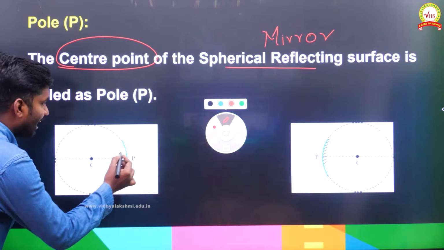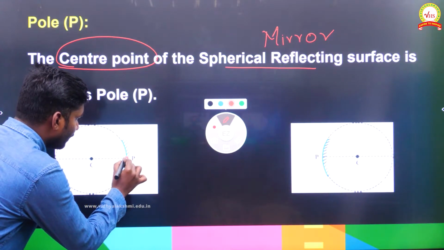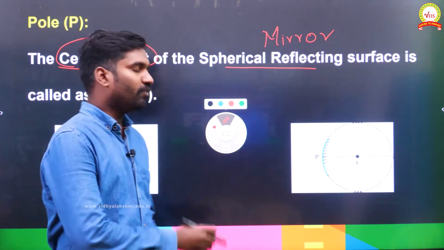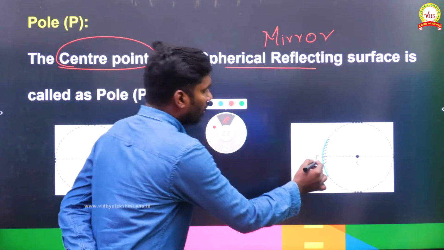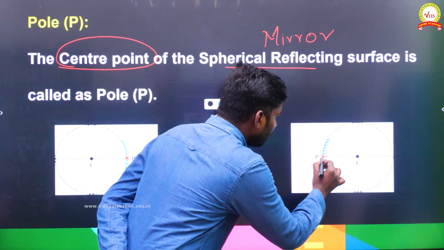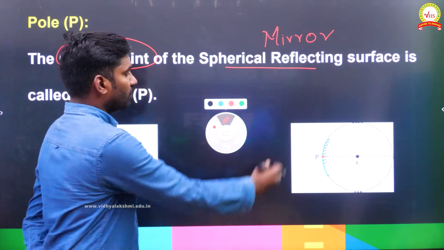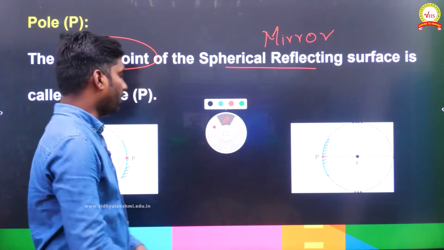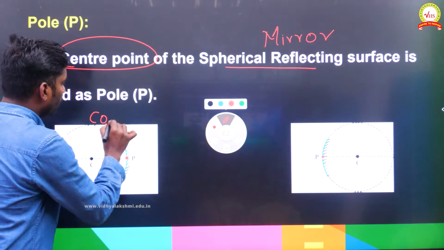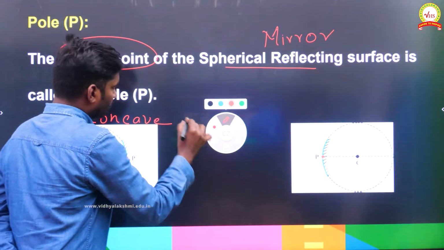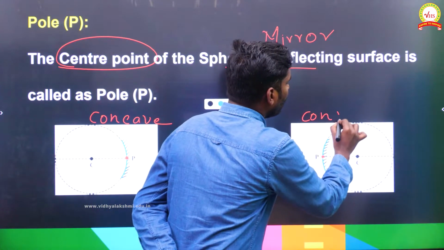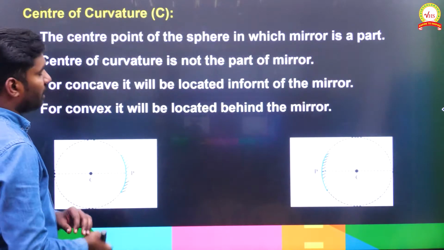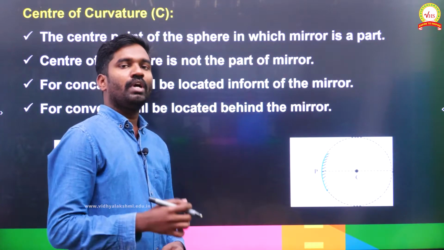So in case of a concave mirror, the pole is located over here. This point is considered the center point in the spherical mirror for a concave. And if you are taking a convex, this will be the pole of a convex mirror. So you can see that the point is located at the center of the reflecting surface, either it may be a concave or it may be a convex. Clear?